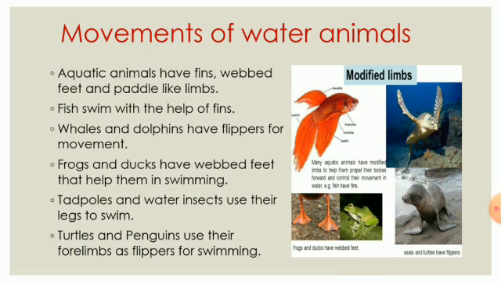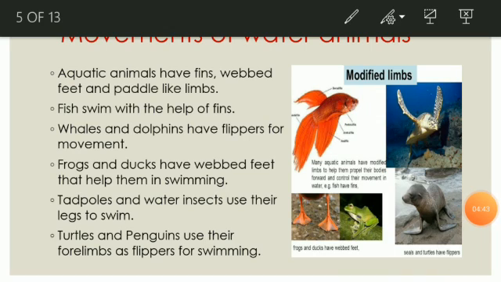Whales and dolphins have flippers for movements. They are also fins, but a different type of fin. Animals like frogs and ducks have webbed feet that help them in swimming. Frogs and ducks have fingers connected with each other, that is called webbed feet, that helps them in swimming. Tadpoles and water insects use their legs to swim. Tadpoles are nothing but the younger ones of frogs. They use their legs to swim.